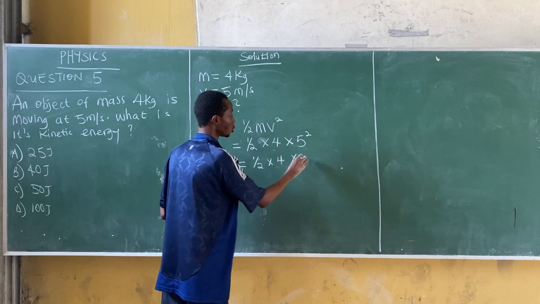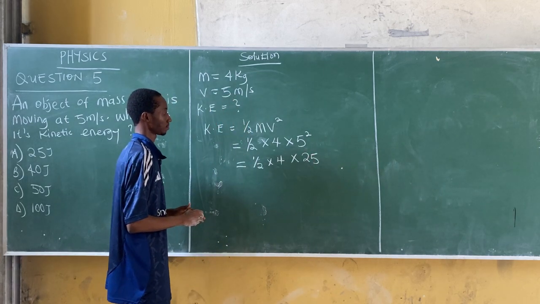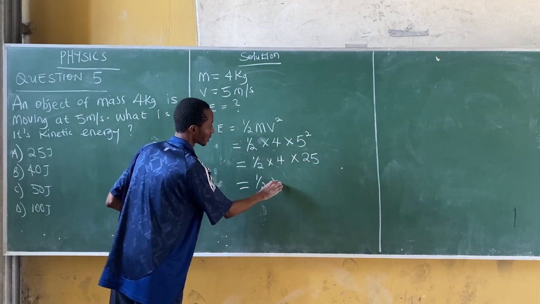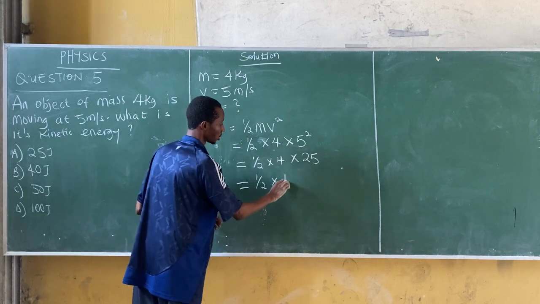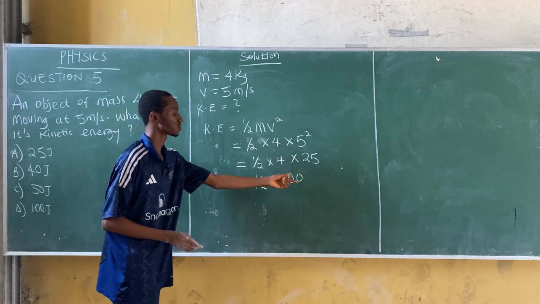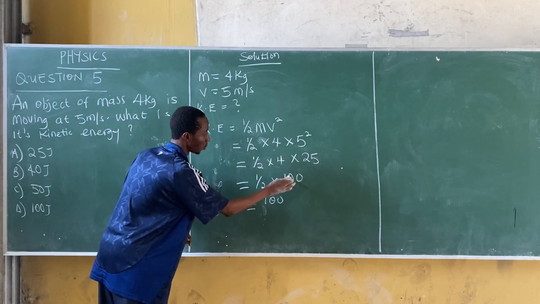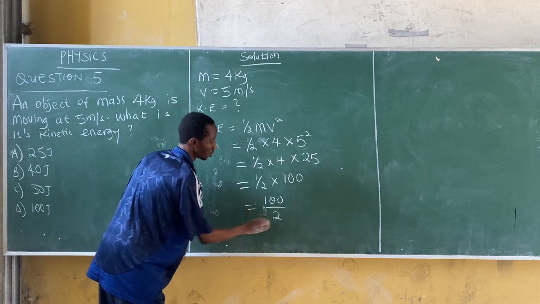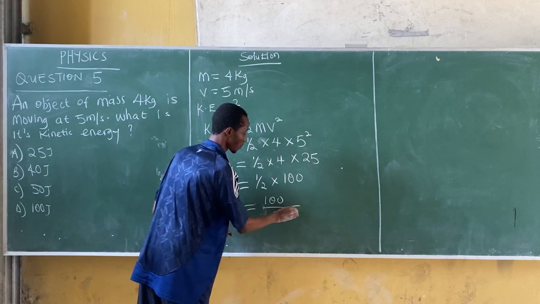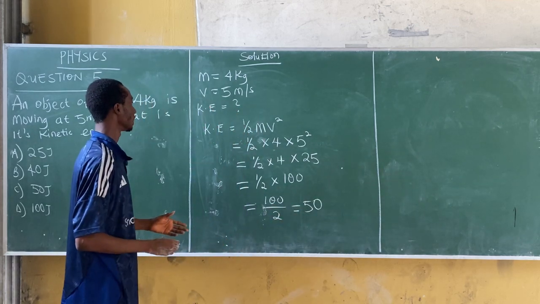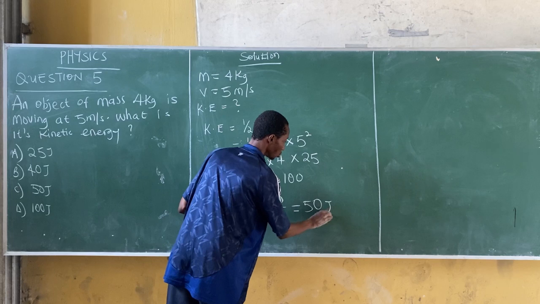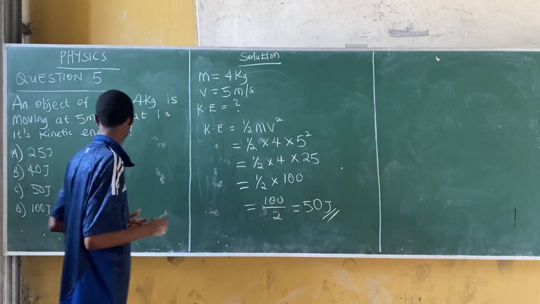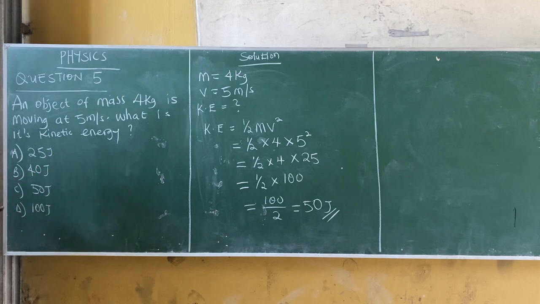5 squared is 5 multiplying itself 2 times. You have 5 times 5, and it gives you 25. This is 1 over 2 times 4 times 25. 4 times 25 gives you 100. 1 over 2 times 100 is the same as 100 divided by 2, which gives us 50. Don't forget, the unit for kinetic energy is joules. This is our final answer. Therefore, the correct answer to this question is option C with 50 joules.